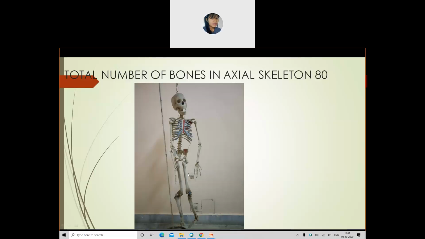Appendicular skeleton. Are you sure? Okay. So how many femur bones do we have? 2. Okay. The femur is also known as the strongest bone in the human body, and the longest also. Okay, longest and strongest. Good.